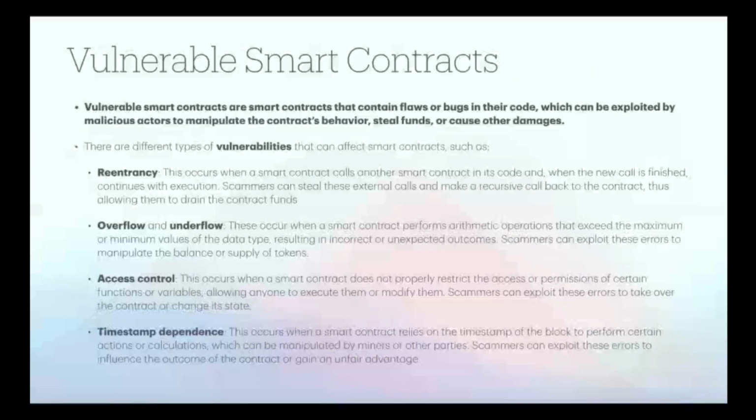Vulnerable smart contracts are smart contracts that contain flaws or bugs in their code. That means the contracts have some kind of errors in the code which can be exploited by malicious actors to manipulate the contract behavior, steal funds, or cause other damages. So funds can be stolen, behavior can be manipulated, or other damages can occur if there are bugs or flaws in the code.